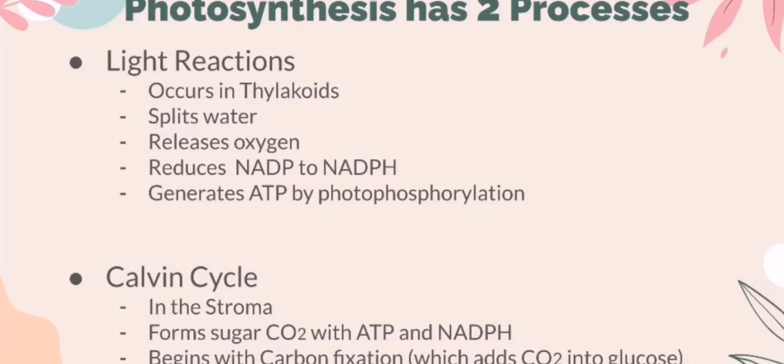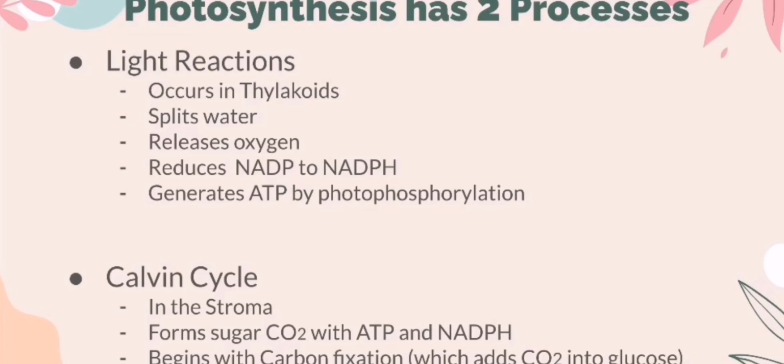Now, light reactions generate ATP by photophosphorylation, which is similar to the substrate level phosphorylation in cellular respiration. So we can really see the overlap between the two processes of photosynthesis and cellular respiration. Now that takes us to the Calvin cycle, which occurs after the light reactions. The Calvin cycle takes place in the stroma, which is the liquid-like fluid within a chloroplast.